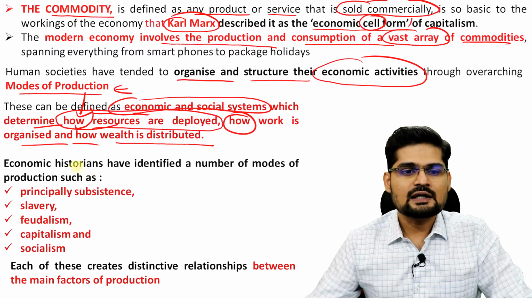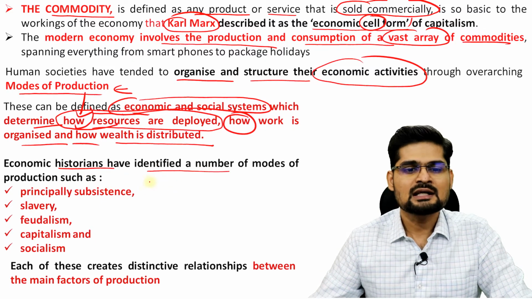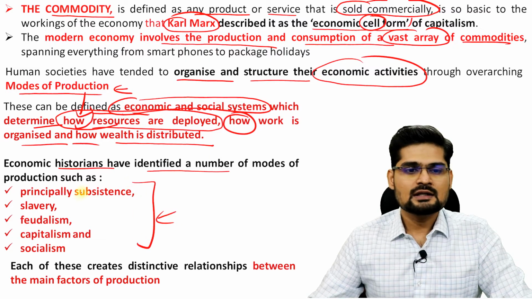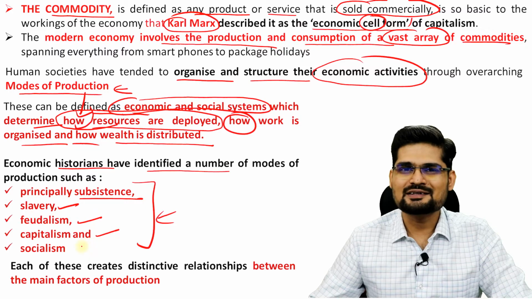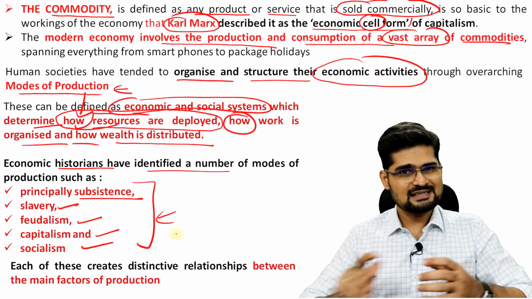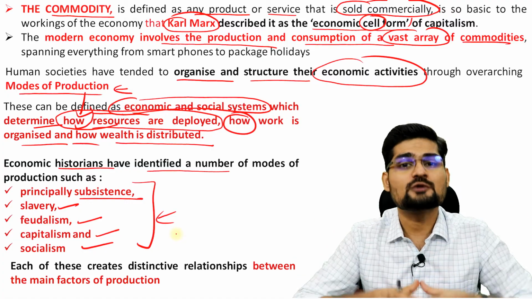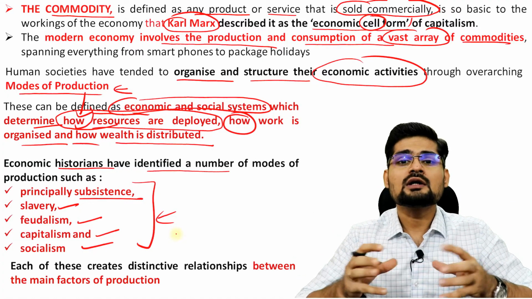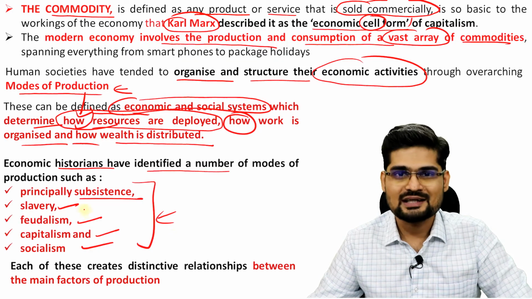Right? So, economic historians have identified several modes of production. For example, if you look here, principally the subsistence, then slavery, feudalism, capitalism, socialism, communism, several modes of production you can identify. And there are several multimodal productions as well, where one or two different modes are fused together. That also is there in the present context in today's world.